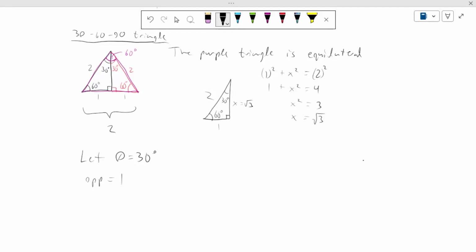All right, that change in perspective there. Is everybody okay with that? Okay. So this is the opposite side length right here. The adjacent side will be of length square root of 3. And the hypotenuse is, of course, of length 2.